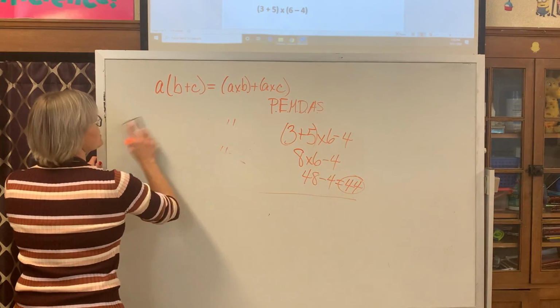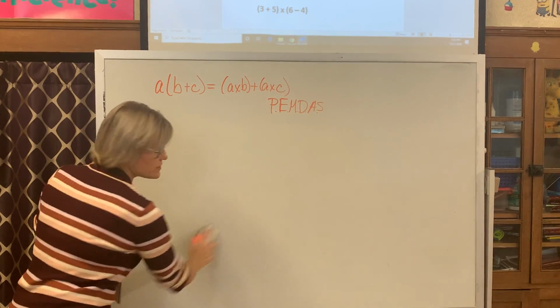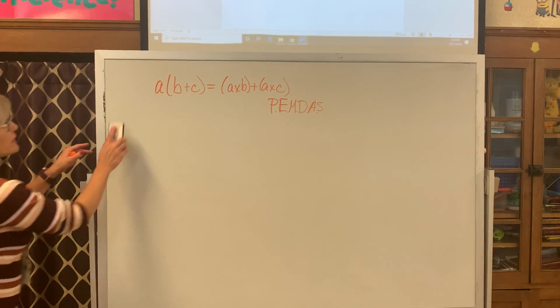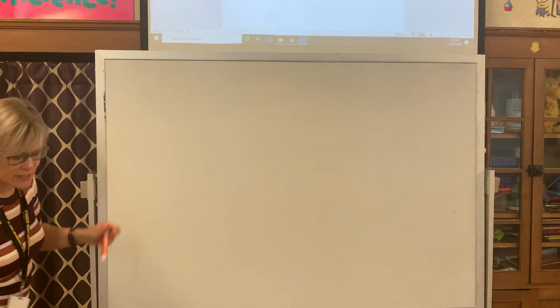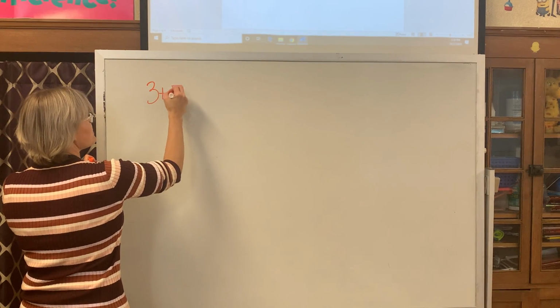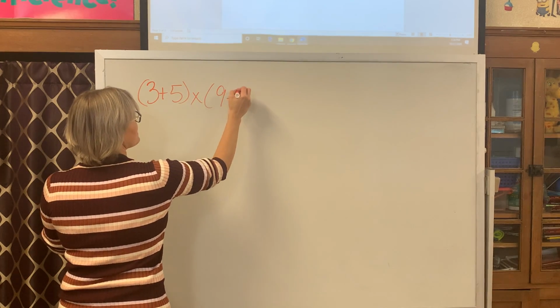All right, so let's go ahead and try some more. But this time, I want you to try these. All right, so get your paper and pencil ready to write these down. I have 3 plus 5 in parentheses times 9 minus 4.